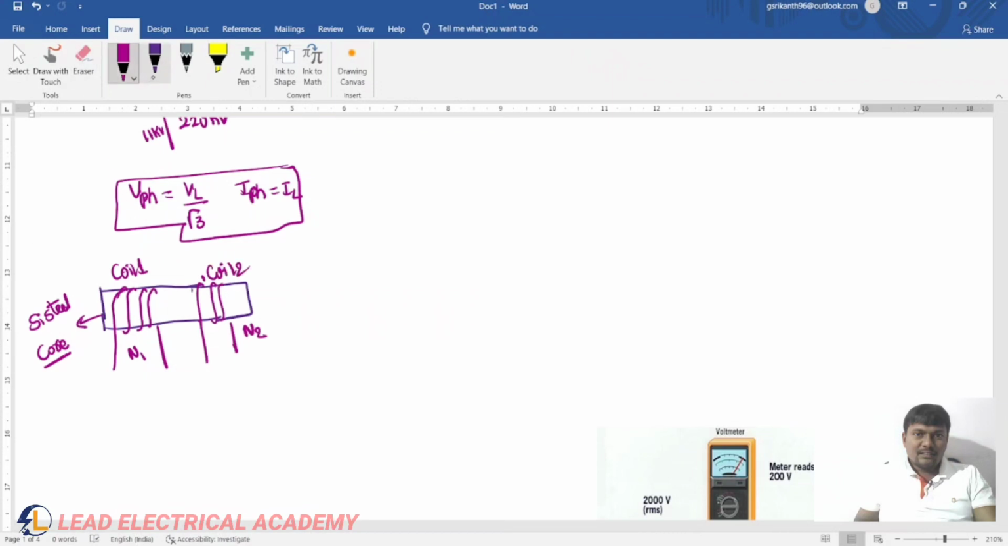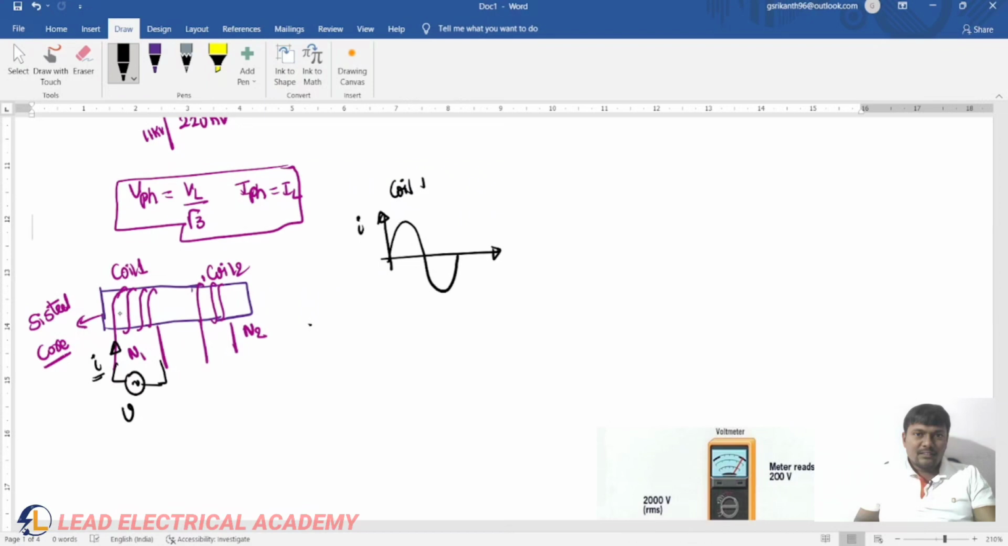I am giving a sinusoidal supply voltage to coil 1. So we know that V is equal to Vm sin omega t, or V equal to Vm sin of omega t plus pi by 2. Definitely alternating current will flow. This is the alternating current flowing through coil 1.